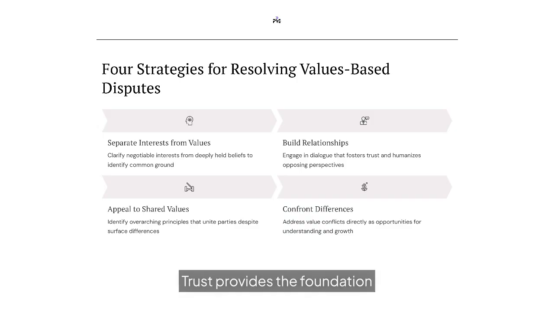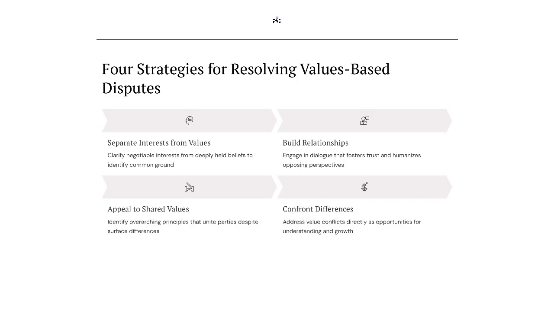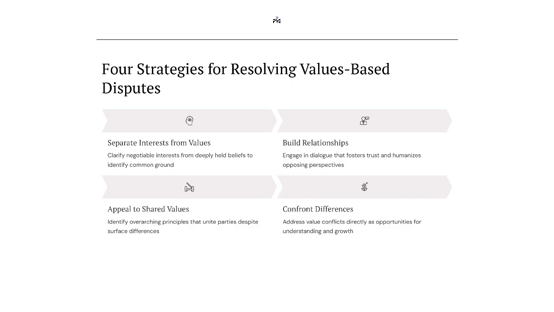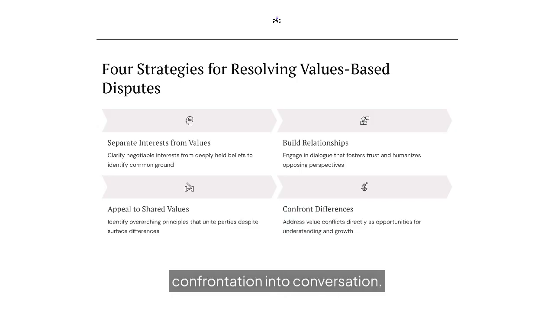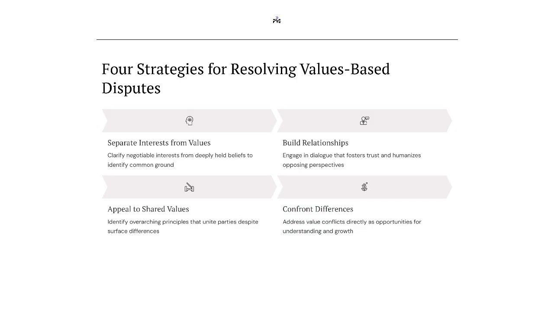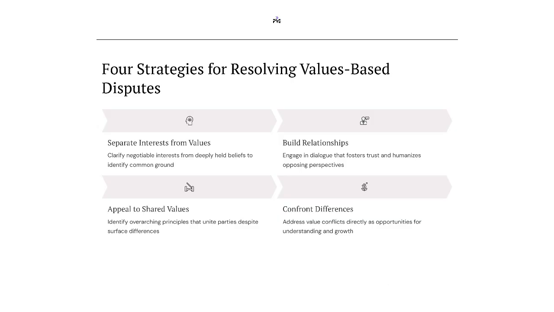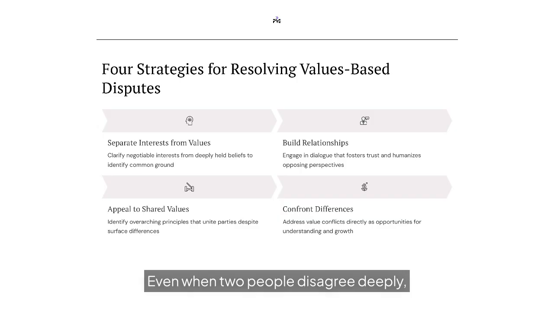Trust provides the foundation for any honest dialogue. When people feel respected, they are more open to listening and considering different perspectives. Relationship building turns confrontation into conversation. Third, appealing to shared values helps create common ground. Even when two people disagree deeply, they often share universal values like fairness, safety, or respect. Emphasizing these shared ideals shifts focus from differences to unity, allowing collaboration despite contrasting worldviews.